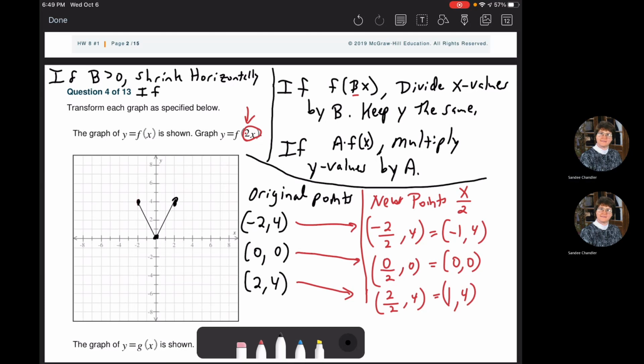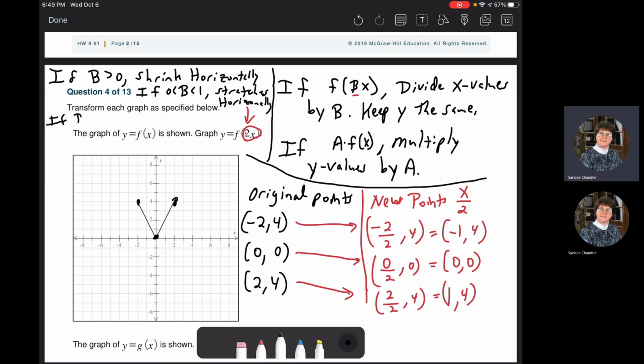If B is less, no, sorry, that's not right. It will be in a minute, but not yet. If B is between 0 and 1, it stretches horizontally. And if B is less than 0, it's a reflection over the y-axis.